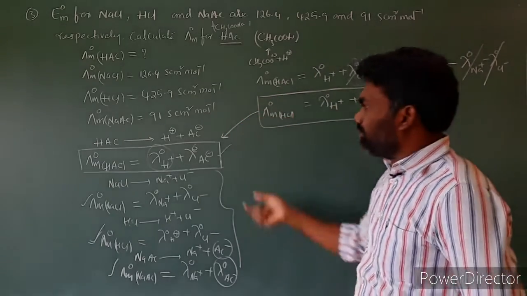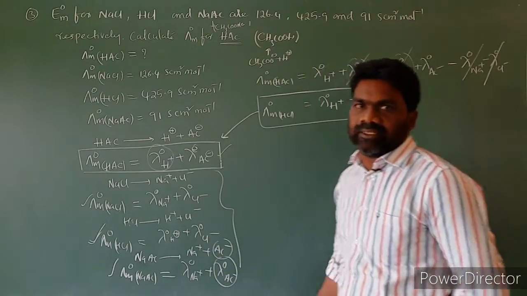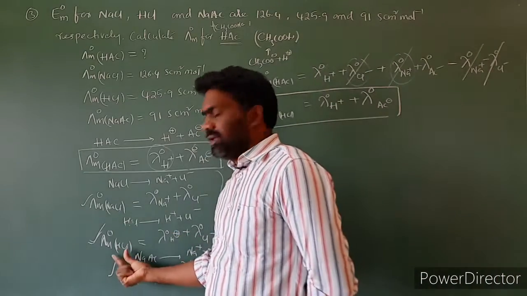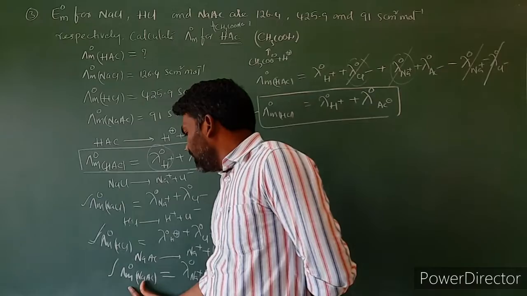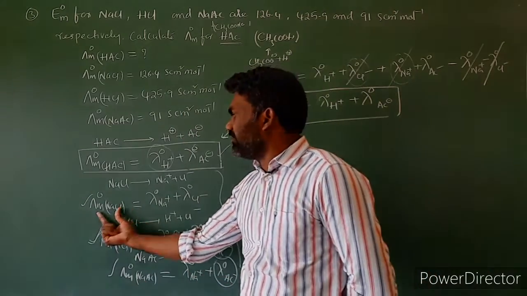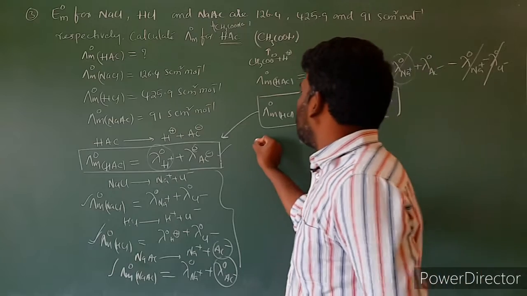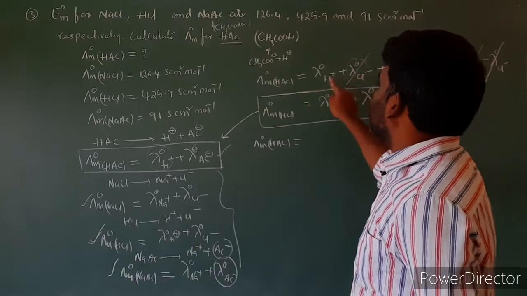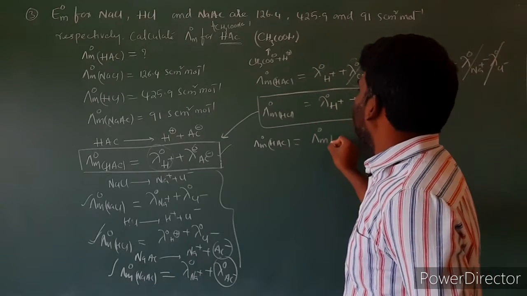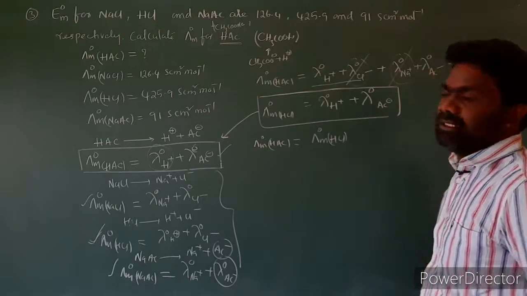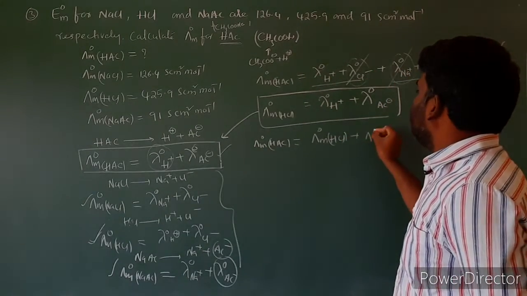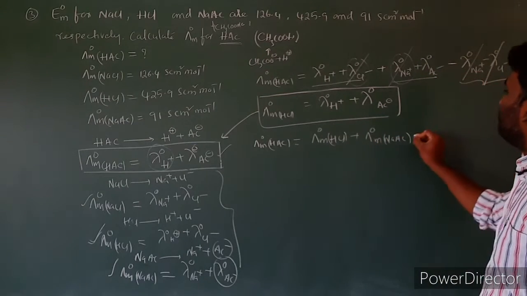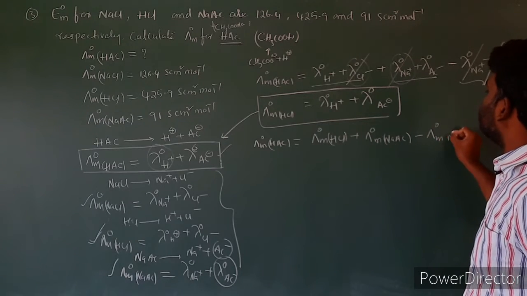Look at this. We must get this equation from the strong electrolytes by adding or subtracting, anything we can do. So we added the limiting molar conductivity of HCl and of NaAC, and we subtracted the limiting molar conductivity of NaCl. Then what we will get is lambda m naught HAC is equal to lambda m naught of HCl, this is from HCl, plus lambda m naught NaAC, this is from NaAC, minus lambda m naught NaCl, this is from NaCl.